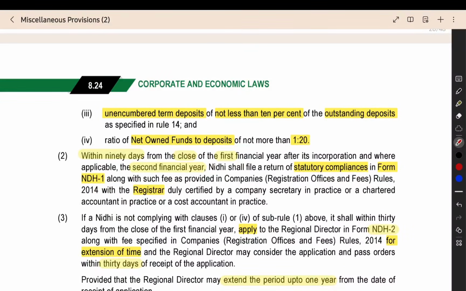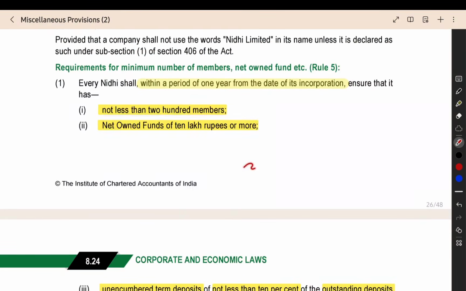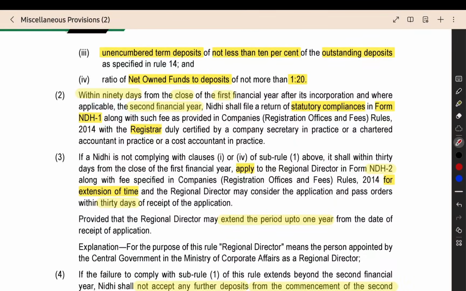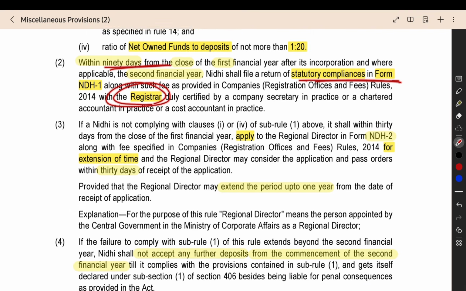After that, you have to keep the requirement of net owned funds to deposit ratio 1:20, and unencumbered term deposit 10% of the outstanding deposit. That requirement also you have to fulfill within the 1 year. After that, from the end of the first financial year after the incorporation, you have to file the statutory compliance to the registrar within 90 days.